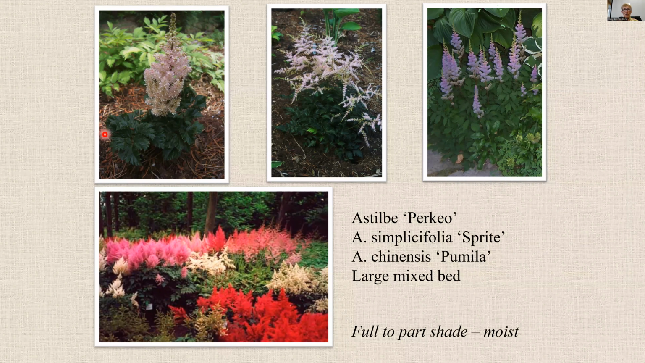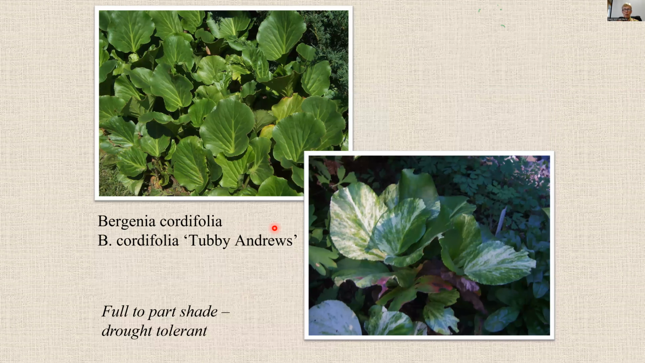And this little guy is Perkeo. He's a little dwarf. We've got Sprite, also a dwarf. Chinensis pumila is a nice dwarf. And then, of course, there are the large varieties that can get up to 3.5 feet tall. They like full to part shade, and as I said, must have moist soil.